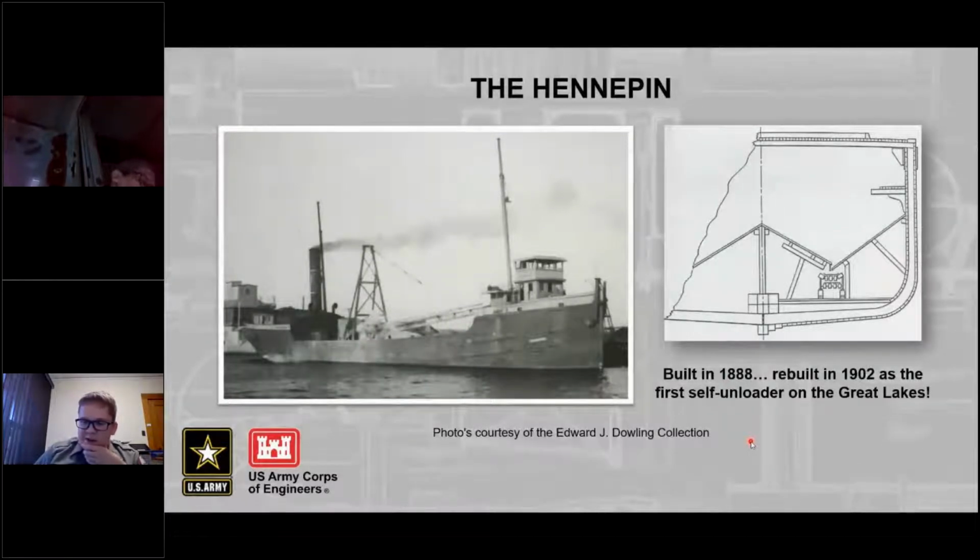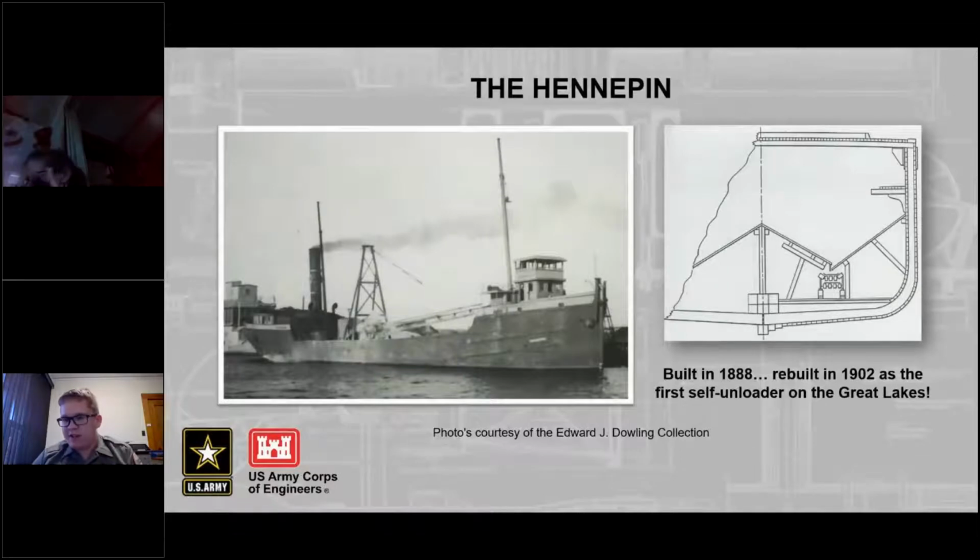Besides saving time, the self-unloading system also allowed the HENNEPIN to unload cargo without the need of shore-based equipment. So they could practically unload cargo on any dock that they wanted to. They weren't necessarily restricted to specific areas where they had to unload with the shore-based machinery. Modern Great Lakes self-unloading systems came, as I said, from this basic design.